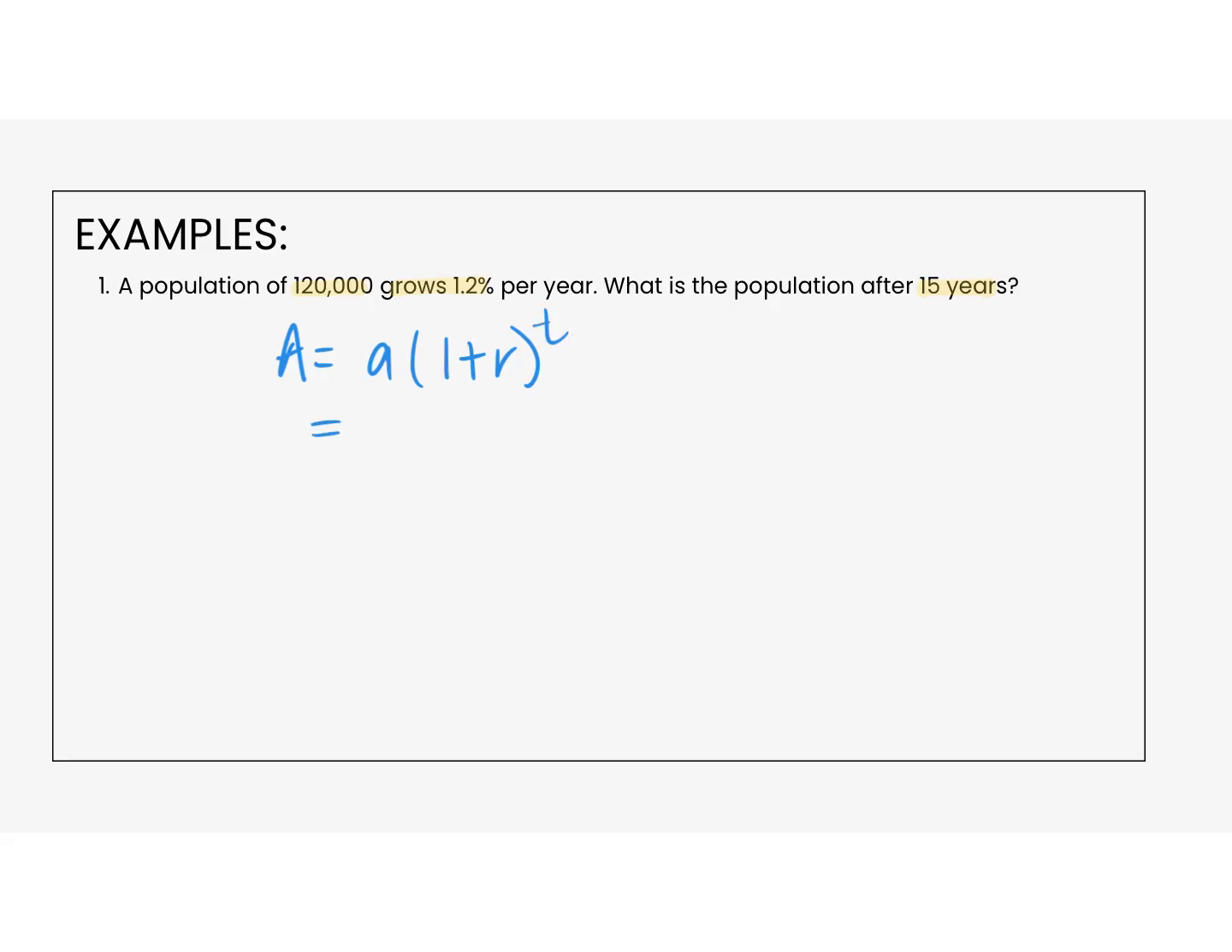So A is my initial amount, that's 120,000. 1 plus 1.2%, again, we're writing that as a decimal, so we would divide by 100. So it's 0.012, and then t is 15 years. So from there, I'm just plugging that into my calculator. And since we're talking about people, we're going to round to the nearest whole number because we can't have a tenth or 2/10 of a person. So my answer would be 143,512 people.